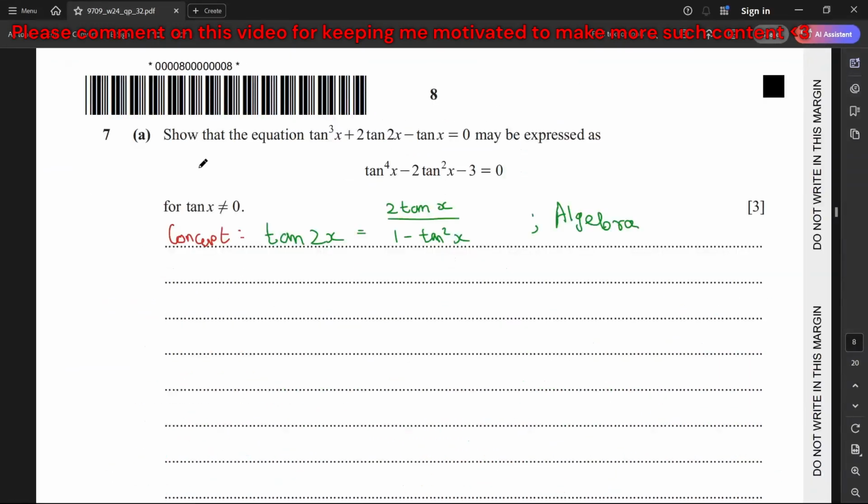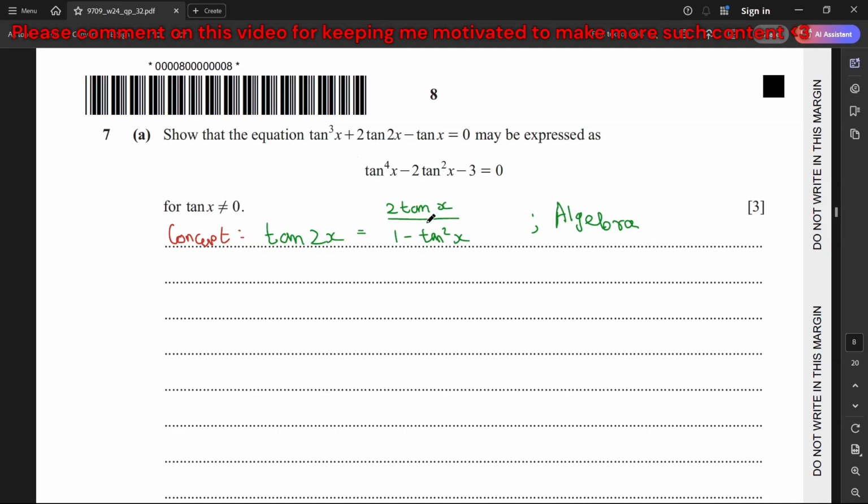And now for the next question, it is given that we have to show that this equation can be expressed in this equation, where we are given that tan x will never be equal to 0. If you notice, the concept that we need to know over here is how can I expand my tan 2x and convert it into the tan x term? So I need to know the double angle formula for tan 2x. If you do not remember it, you can always find it in your formula booklet.